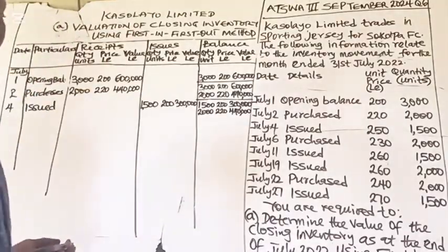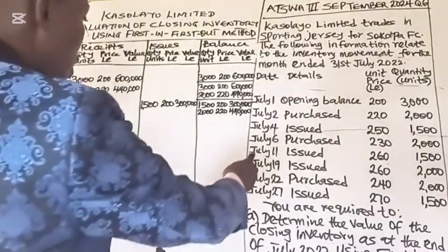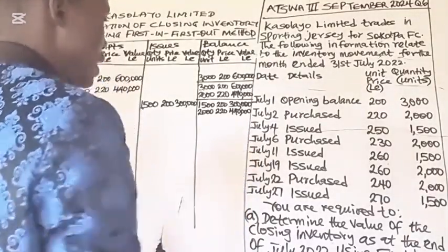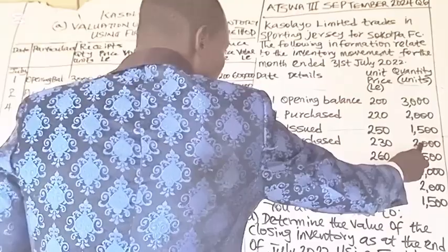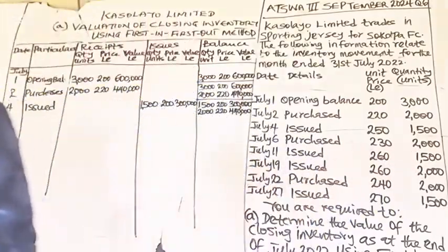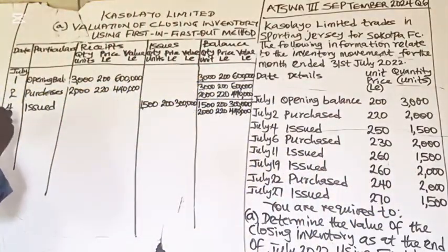Now, on the 6th of July, another purchase was made. 2,000 units were bought at the price of 230. July 6th, you have purchases.